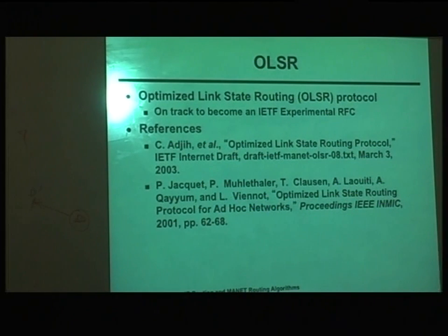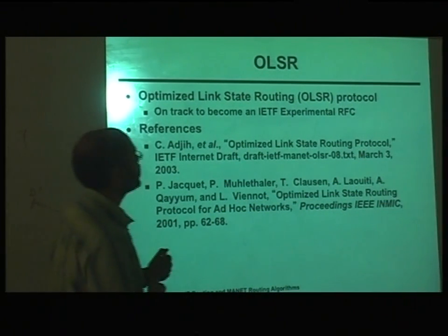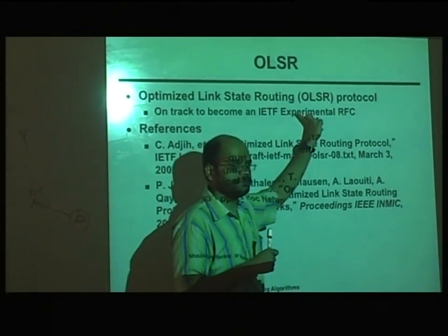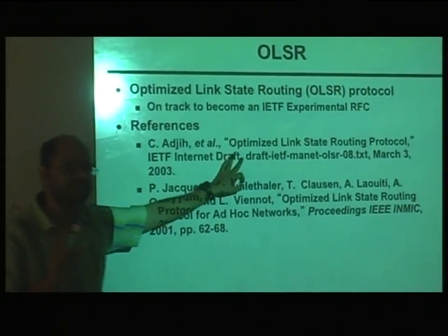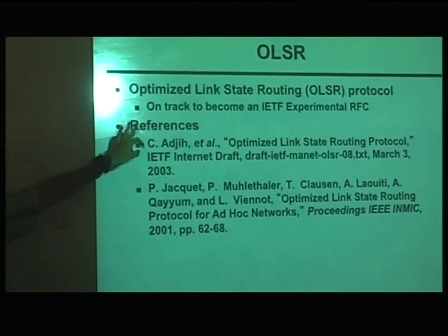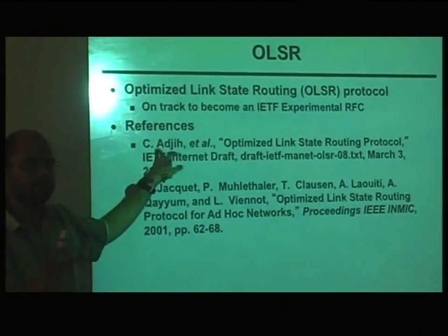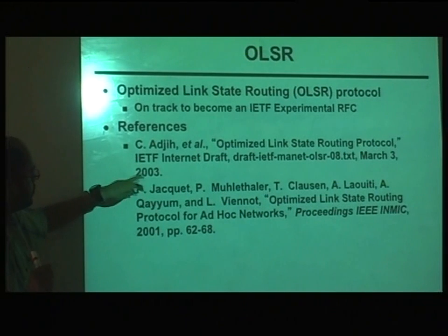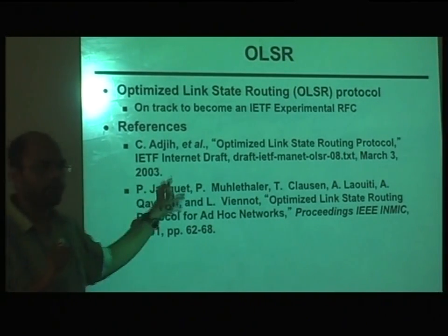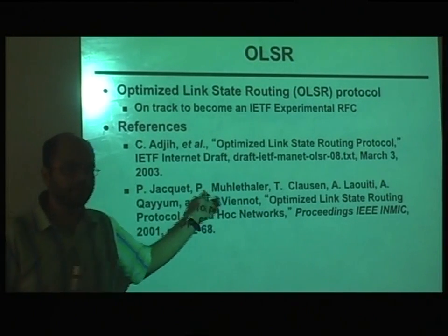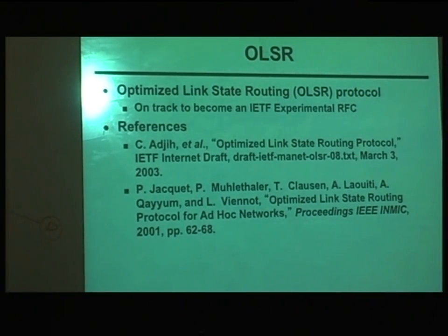So the first algorithm we'll see is called OLSR. It's the Optimized Link State Routing protocol. So it's basically the link state that you know, but we have optimized it so that we can run it on MANET. These are the two papers. If you want more technical information about the routing, these are the standard papers. You can look at the standard.